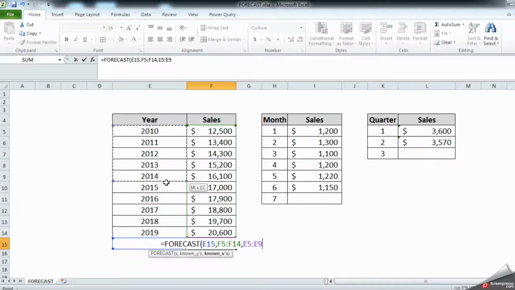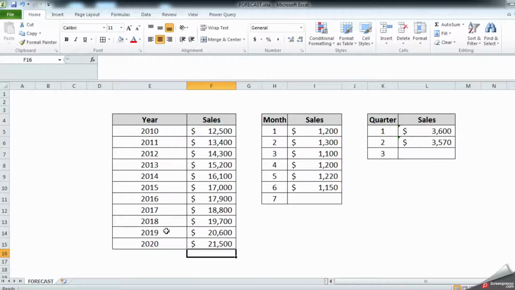So as you can see, the Excel has given an approximate forecasting of 21,500 basis on the sales which had happened in the last 10 years.